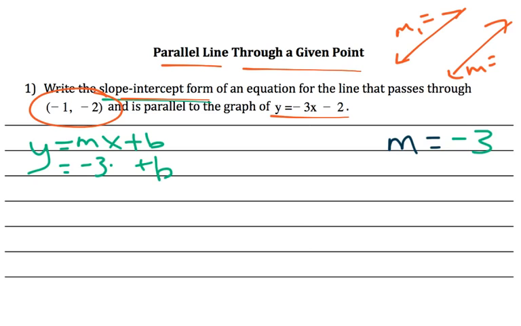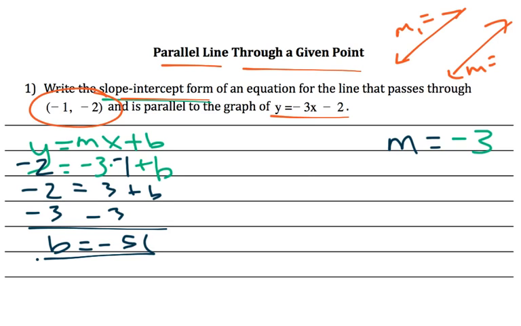But I do know that my new line has to go through the point negative 1, negative 2. So I'll sneak a negative 1 here, and I'll sneak a negative 2 there. So now I have an equation that's rather easy to solve. So b would be negative 5.